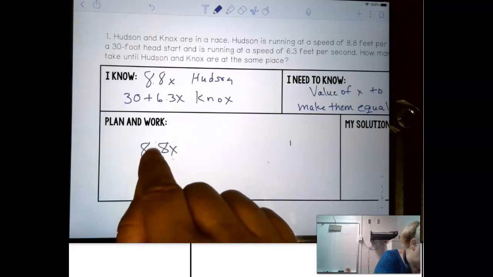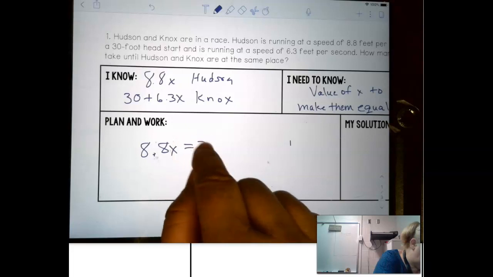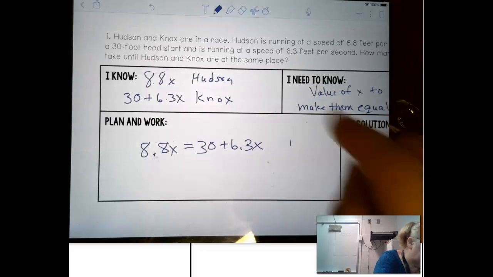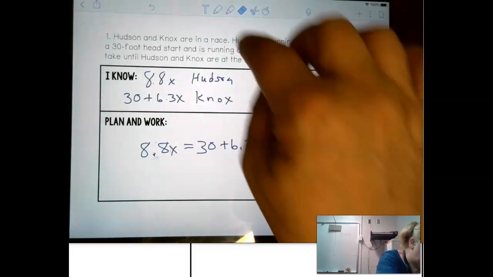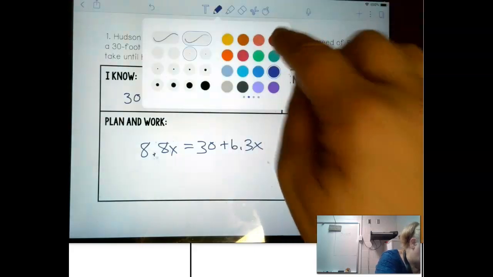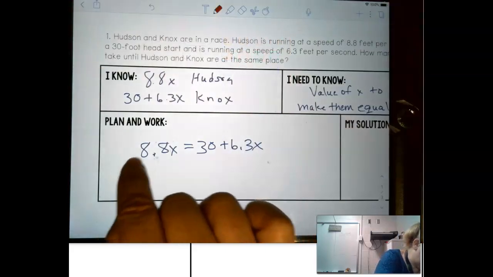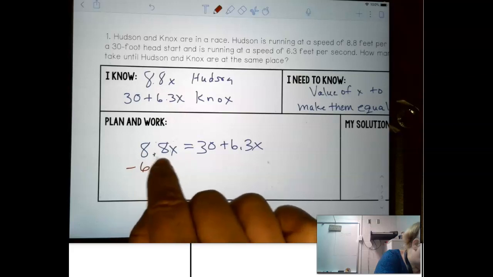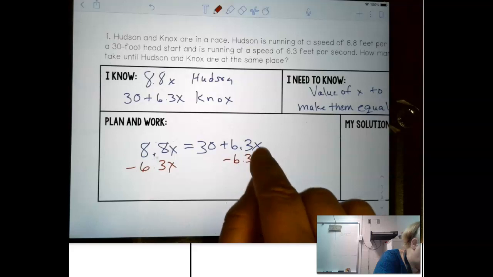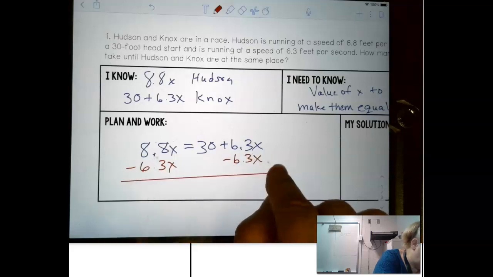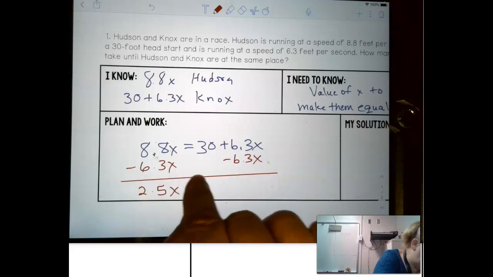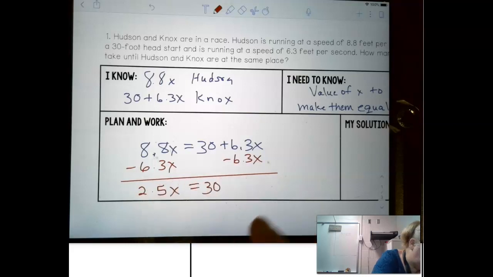8.8x equals 30 plus 6.3x. Now I just need to solve for x. And I will do that by subtracting the 6.3x from both sides, for starters. So that gives me 2.5x is equal to 30.